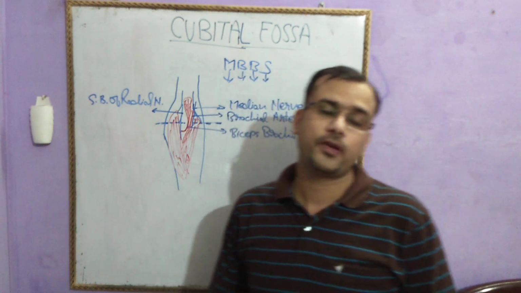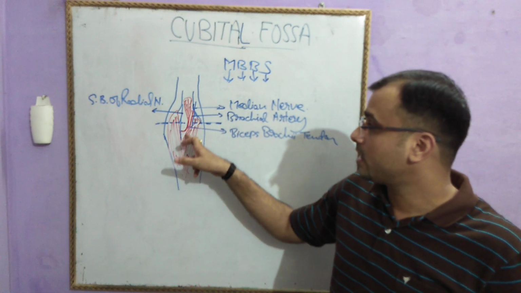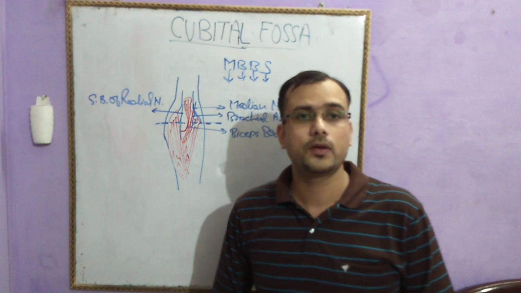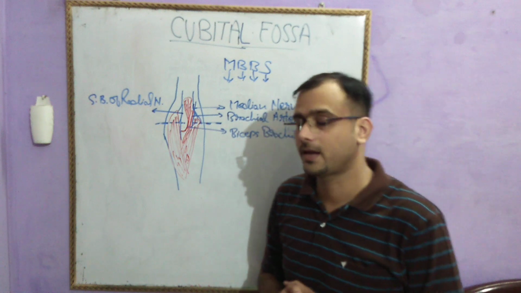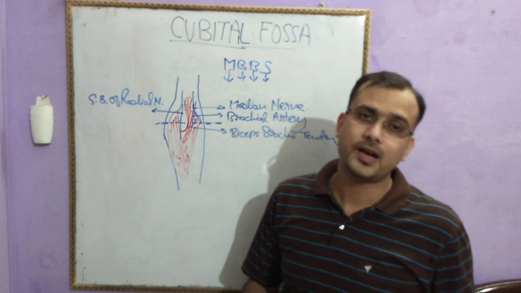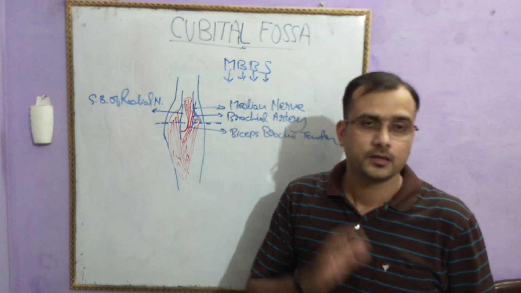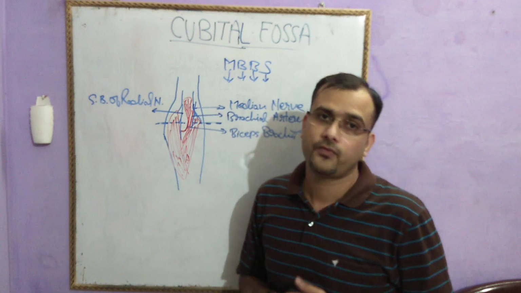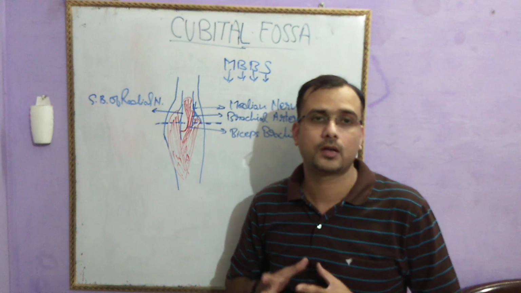Another clinical significance of this region is the pulsation. We can use the pulsation of the brachial artery to measure blood pressure. So we can measure blood pressure in the cubital region via the brachial artery. That's why the knowledge of the anatomy of the cubital fossa is very important. So this is all about the cubital fossa.